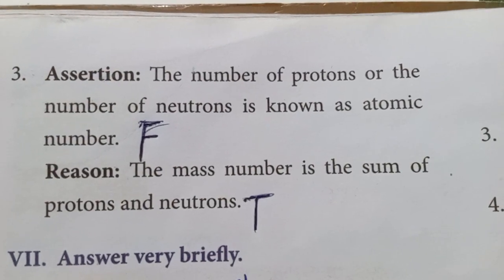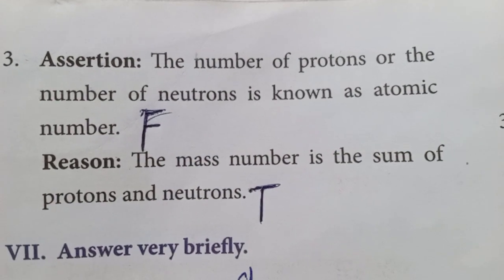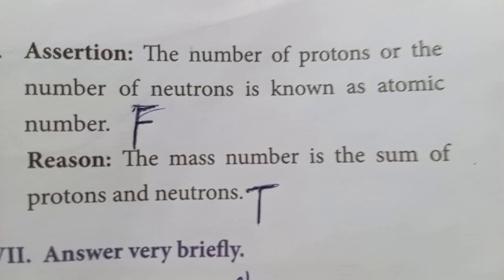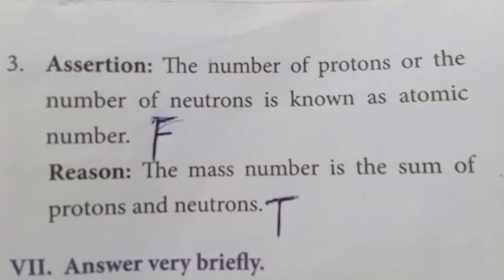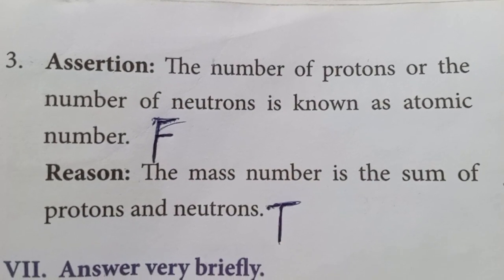Assertion: the number of protons or the number of neutrons is known as the atomic number. It is a false statement. The number of protons or the number of electrons is known as the atomic number. Reason: the mass number is the sum of protons and neutrons. So the reason is correct, but the assertion is not correct. So that's all about the book back 1 mark evaluation, students.